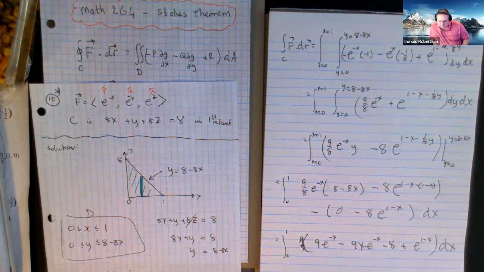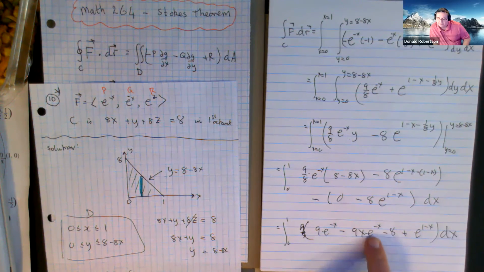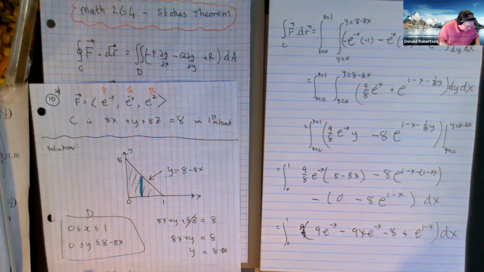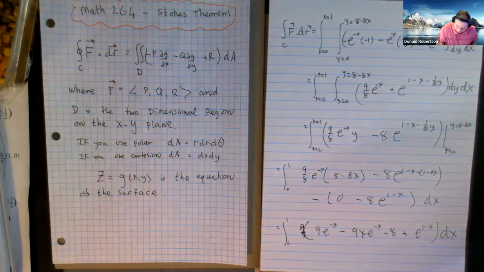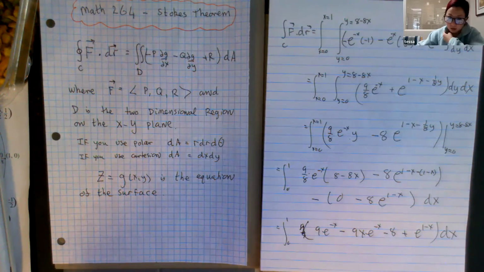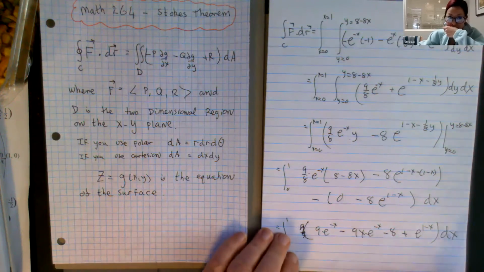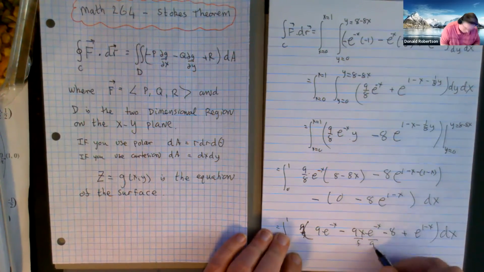The only one of them that you should really have trouble with would be this middle term here. How do you integrate 9x e to the negative x? In Calc 2, how would you integrate that guy? Integration by parts. Yeah, you'd make this f and you'd make this g and you'd do it.